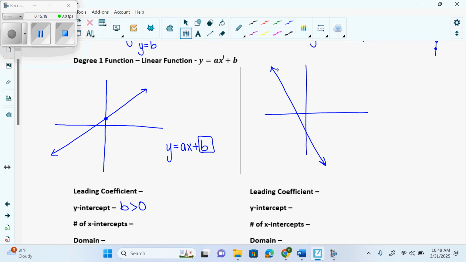What can you tell me about my y-intercept now? It's less than 0. It's negative. And my y-intercept in the form y equals ax plus b, you know my b has to be less than 0.